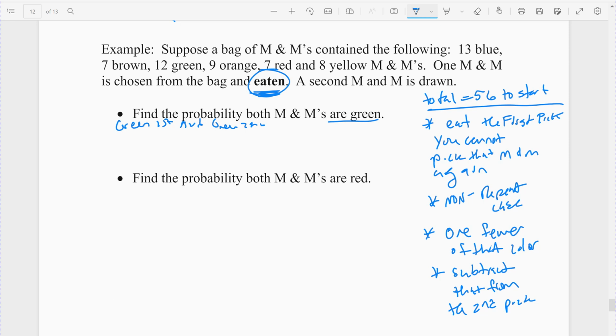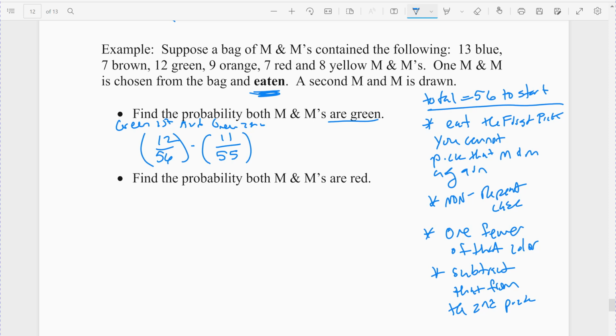So the first probability is the same. The first pick, I still have 12 greens out of 56. So 12 out of 56. And I still multiply, because when we use the word and, we multiply. In the second pick, though, I've got one fewer green and one fewer total M&Ms, right? I've eaten one green M&M, which means there are only 11 greens left. I've eaten one M&M, so that means there were only 55 left in the bag. And so the second probability, you subtract one from both. I only have 11 greens and 55 total.